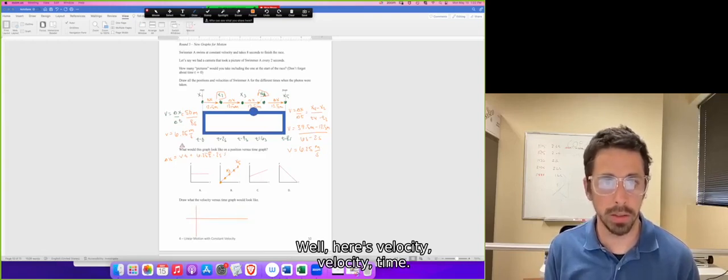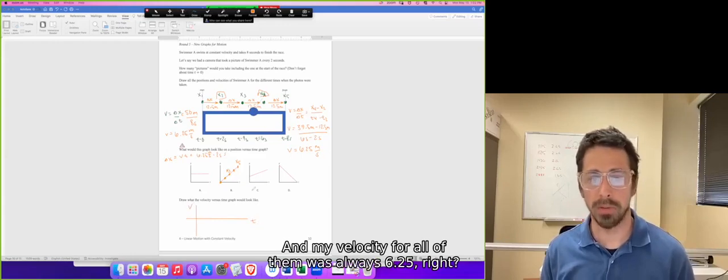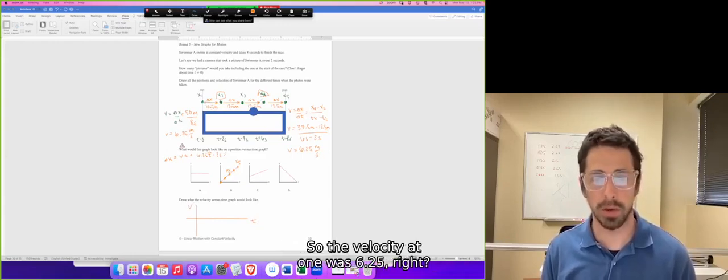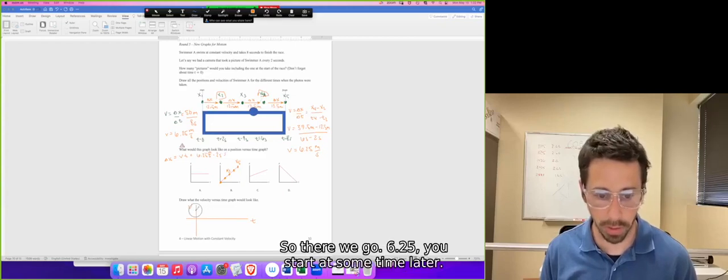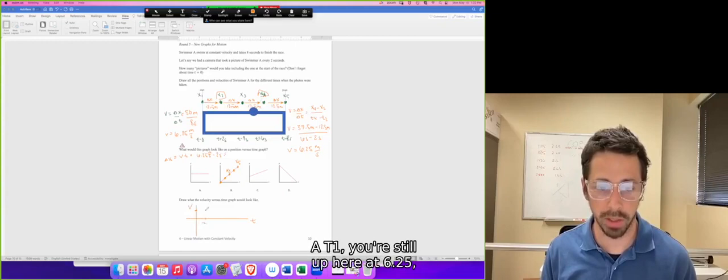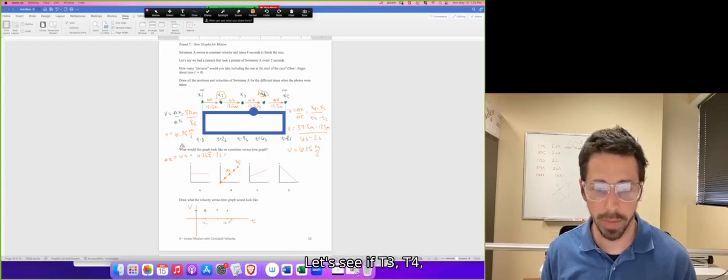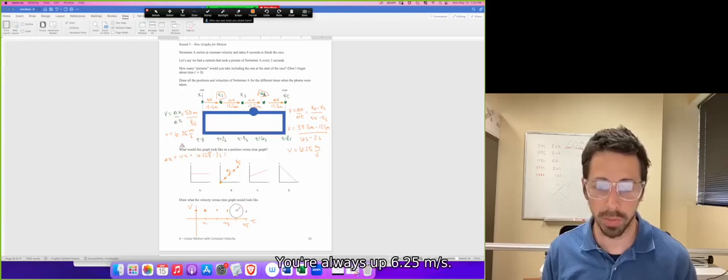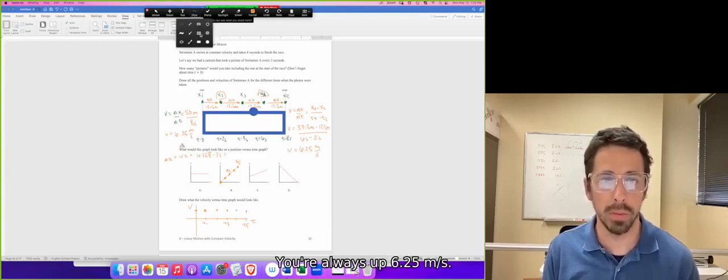Here's velocity, time, and my velocity for all of them was always 6.25, right? So the velocity at 1 was 6.25. So there we go, 6.25 you start. At some time later, at T1, you're still up here at 6.25. T2, you're at 6.25. T3, 6.25 meters per second. That's T3, T4, T5, all these different times, you're always up at 6.25 meters per second.